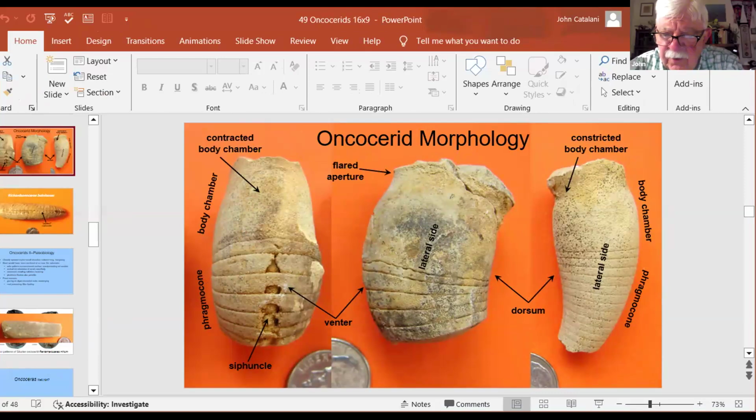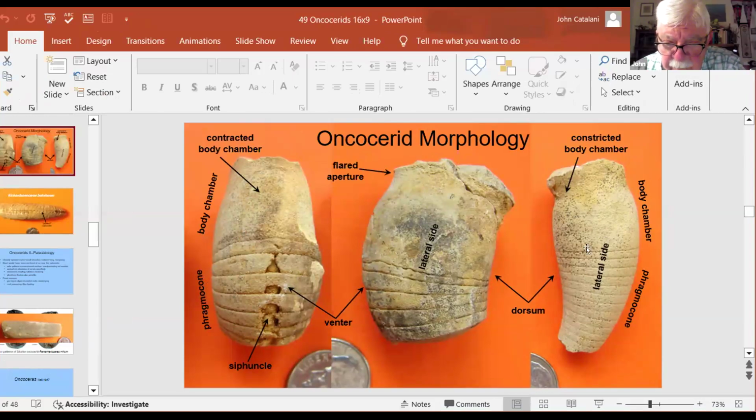But it must have been flexible enough to expand as it grew. Yeah, the living chamber would grow also, but it would grow slower than the phragmocone. I made this thing smaller so I could see you guys. Can you still see the diagram? Yes. Okay, all right.